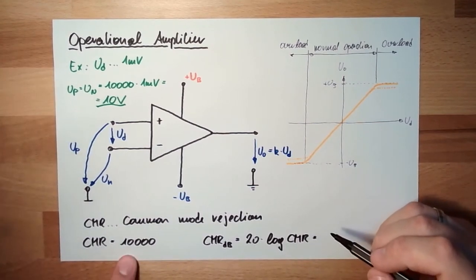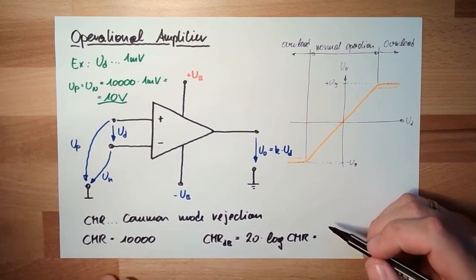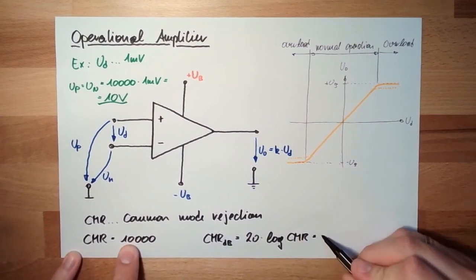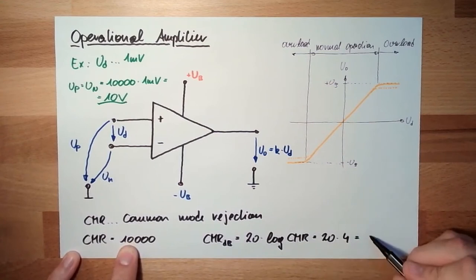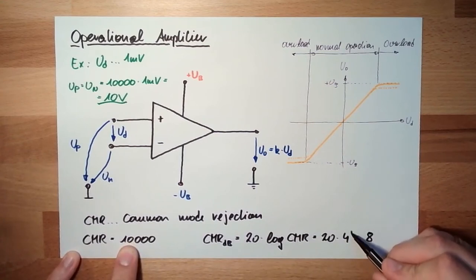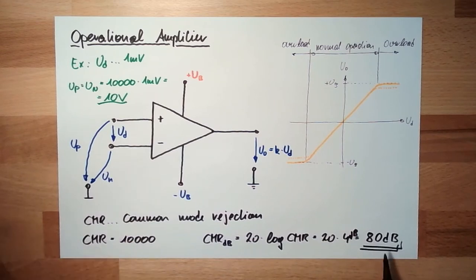In this case, logarithm by the base of 10 of 10,000 is 1, 2, 3, 4. Yeah, 4. So this means 20 times 4, and this is 80 decibel. Of course, the unit, the unit, 80 decibel. 80 decibel means CMR of 10,000.